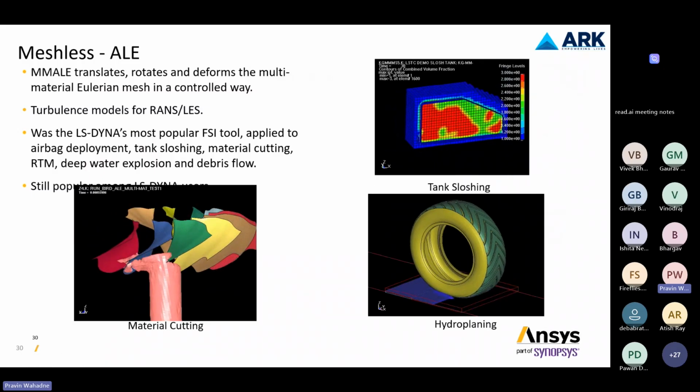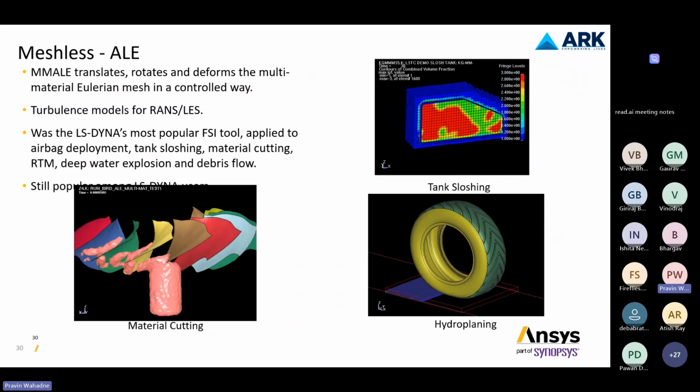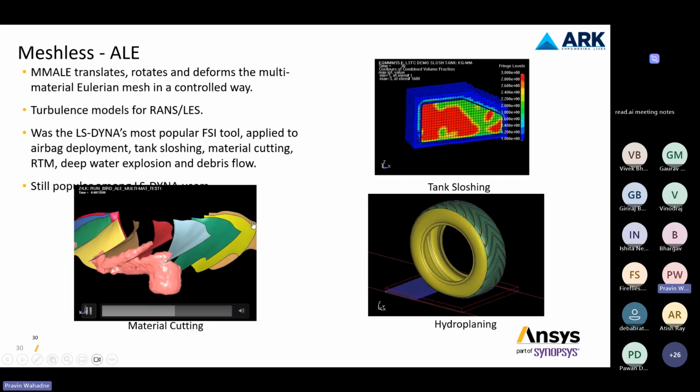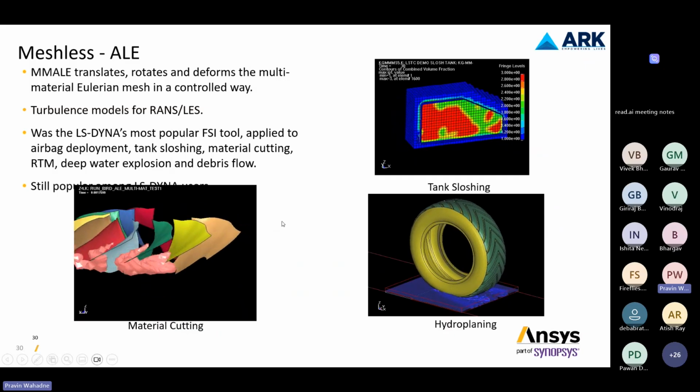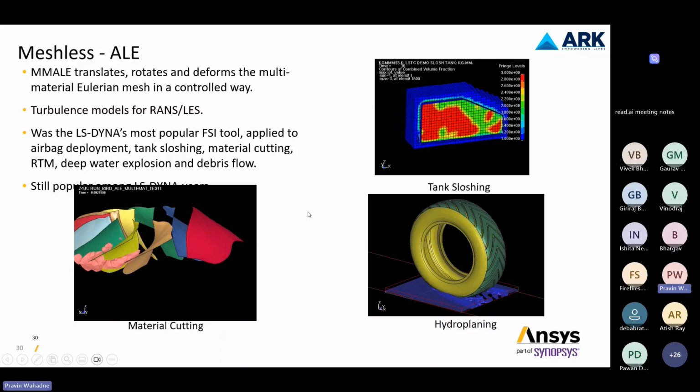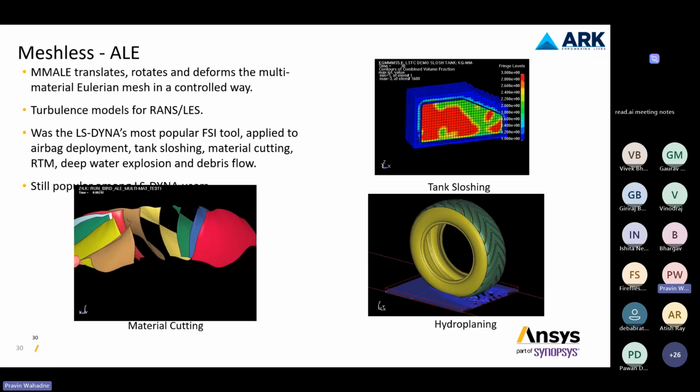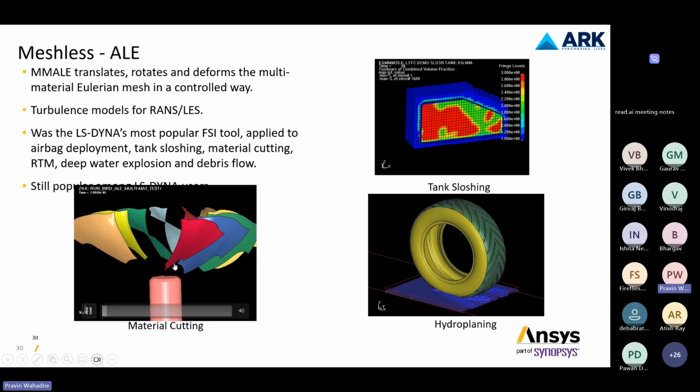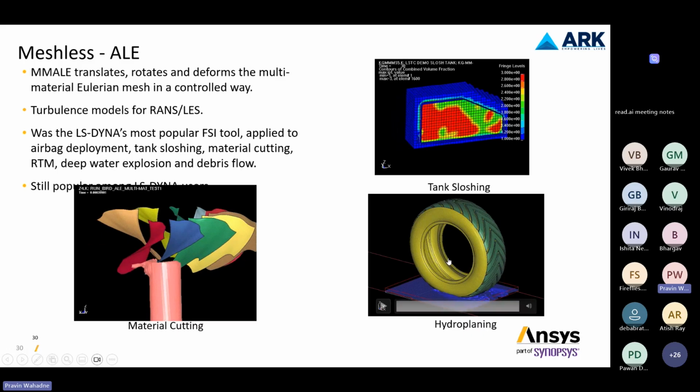Similarly, when we talk about ALE, it is a kind of multi-material Eulerian mesh in a certain controlled way. Where you want to perform turbulence models for RANS, similar to SPH, you can use the ALE method with LS-DYNA to perform certain applications for FSI, tank sloshing, material cutting, and deep water explosions.